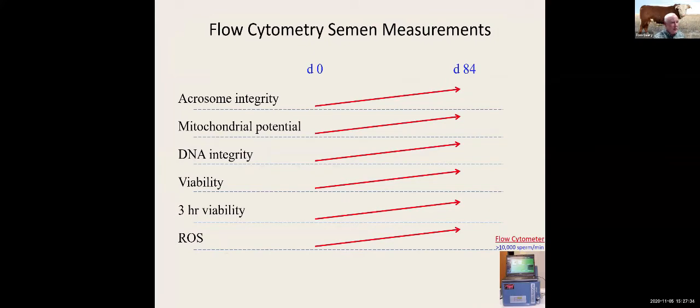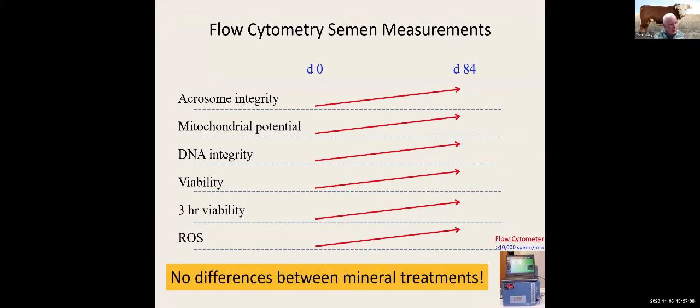As far as the flow cytometry measures go, again, we looked at acrosome integrity, mitochondrial energy potential, DNA integrity, viability, 3-hour viability, reactive oxygen species. They improved in each of those bulls from day 0 to day 84, but there were no differences between mineral treatments. Again, that kind of surprised us.